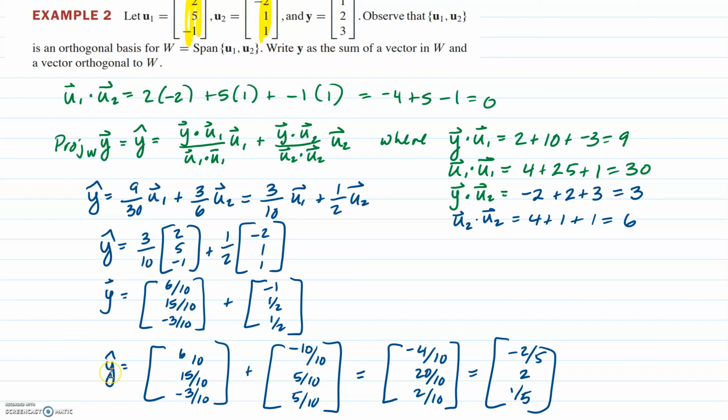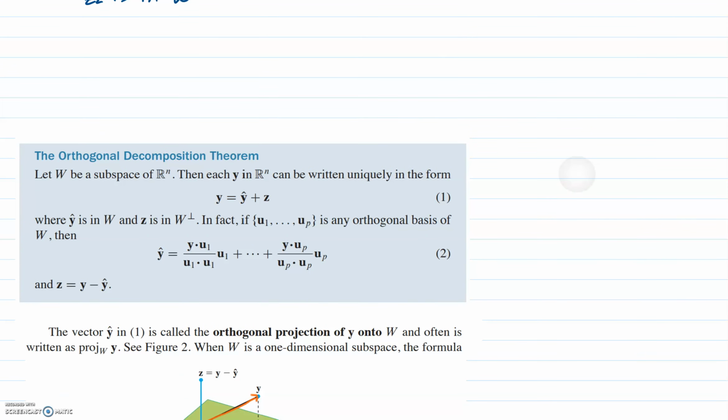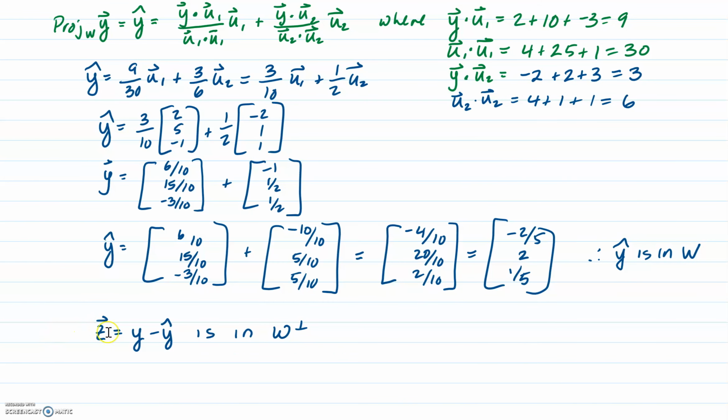And we know that Y hat is in W because we wrote it that way. Y hat is a linear combination of U1 and U2, and W is the span of U1 and U2. So therefore, Y hat is in W. And going back to the theorem, we see that if Y hat is in W and written this way, z being y minus y hat is going to be in W complement. So let's go ahead and do that.